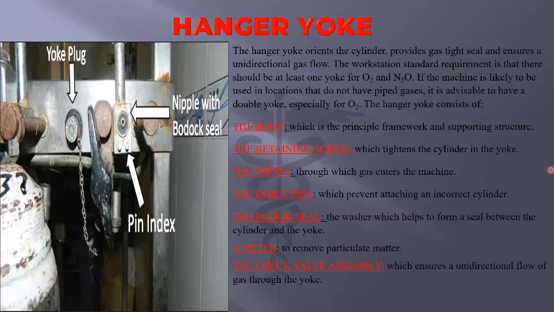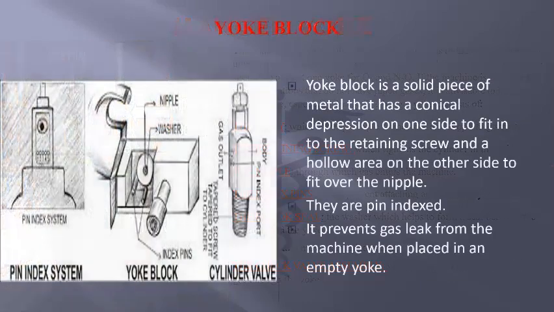The Bodok seal, the washer which helps to form a seal between the cylinder and the yoke. A filter, to remove particulate matter. The check valve assembly, which ensures a unidirectional flow of gas through the yoke.